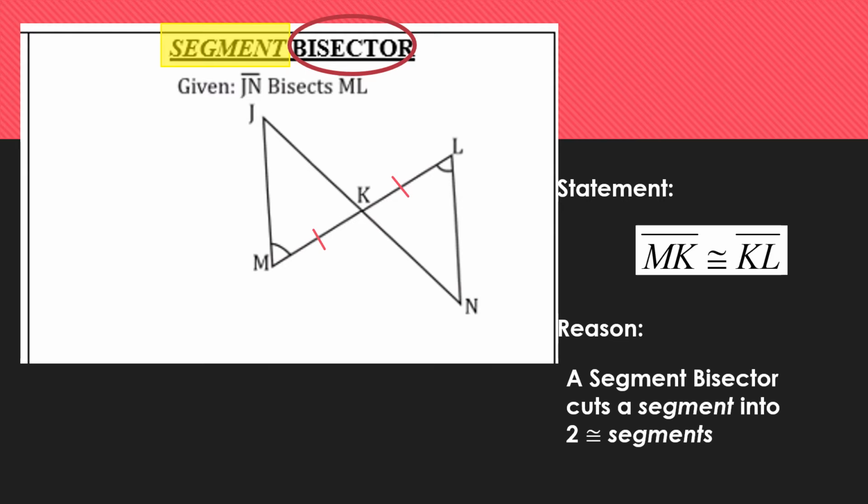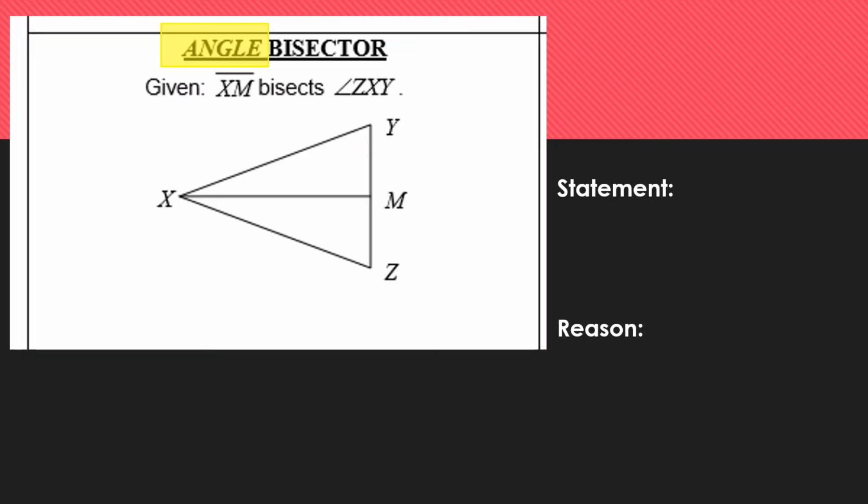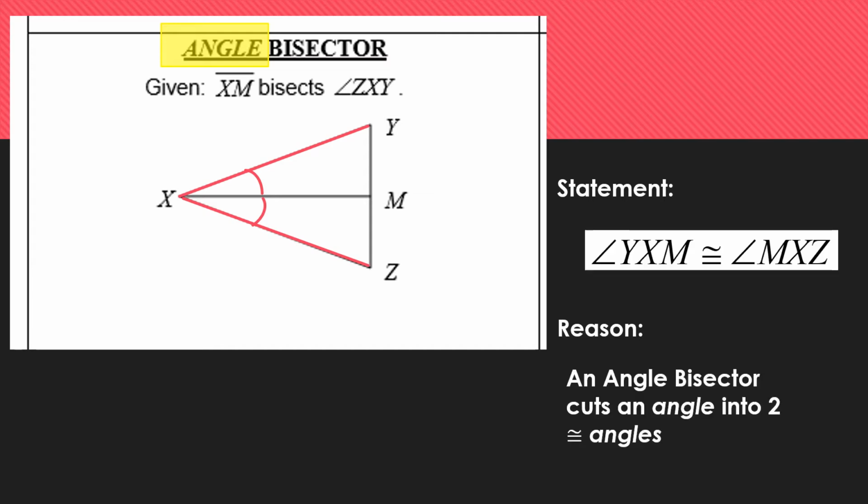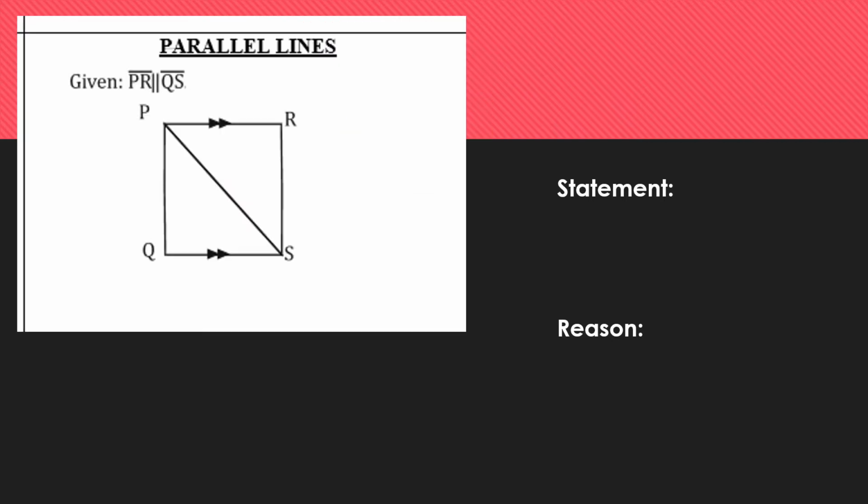Now, an angle bisector is going to do the same thing, but in this case, we're focusing on the angle. So XM bisects angle ZXY. That means I'm going to have two congruent angles there because the angle is being cut in half, not the segment. Same reason, a bisector cuts things in half.